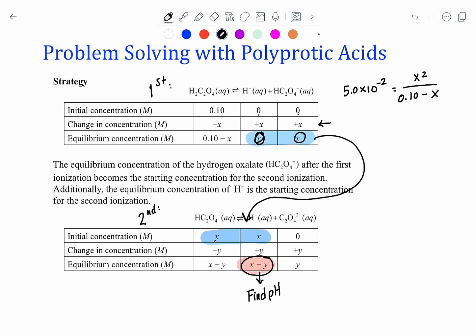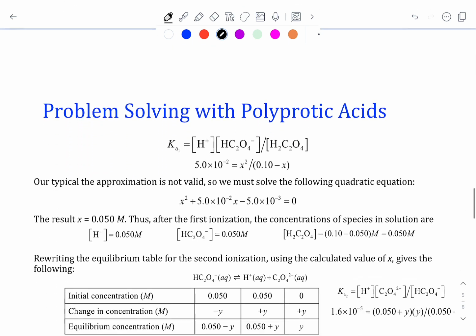So we can go through this and solve to get this into a quadratic form. So we would get x squared plus 5.0 times 10 to the minus 2 x minus 5.0 times 10 to the minus 3, and that's going to be equal to 0. And then we can use the quadratic equation to solve for that. Now we don't want to do anything with our second ice table yet because we don't know these initial concentrations. So let's move on to solving for that first x value.